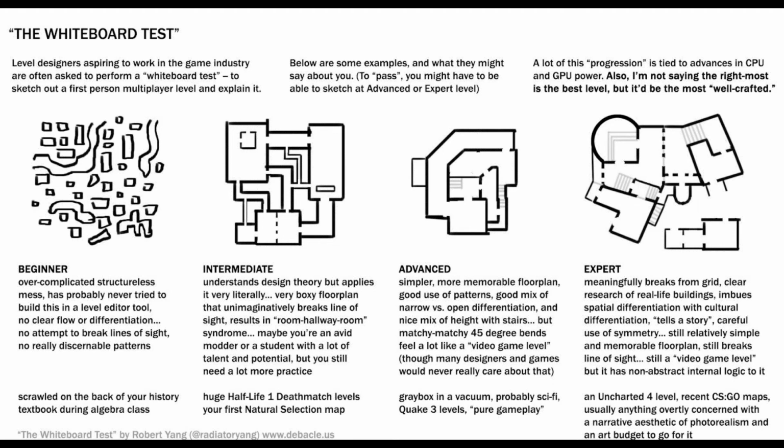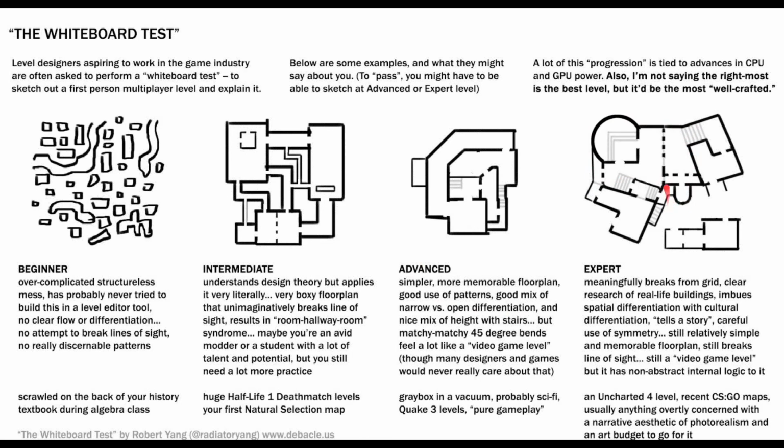All right, other thing about expert, it can break away from that traditional build, right? So there's clear research of real life buildings, but it's different, right? It tells that story. There's some careful use of symmetry, as well as some abstract things that might not actually exist in regular real life architecture, right? So here we have some of these off 15 or 30 degree angles. Here we have a circular building, right? Here's this half curve.